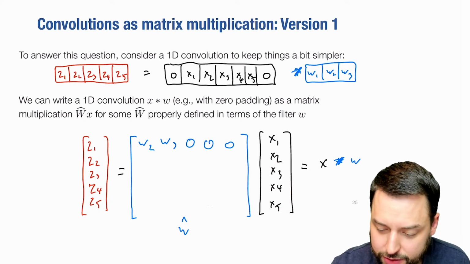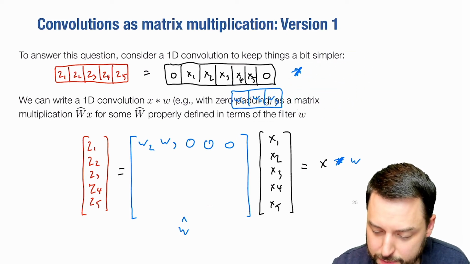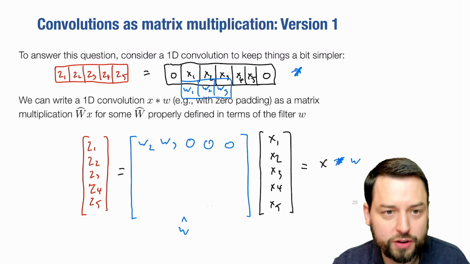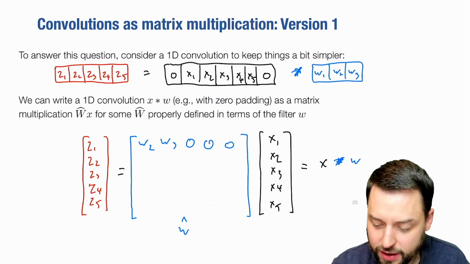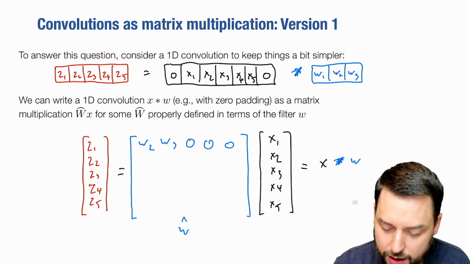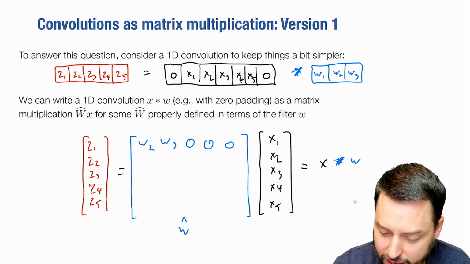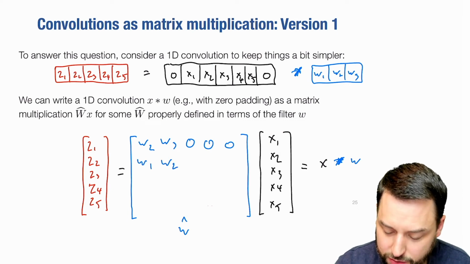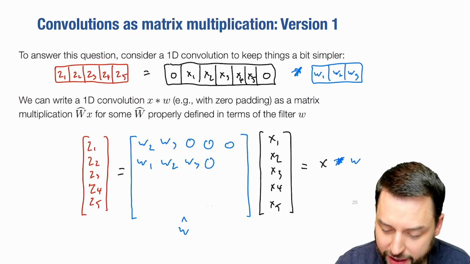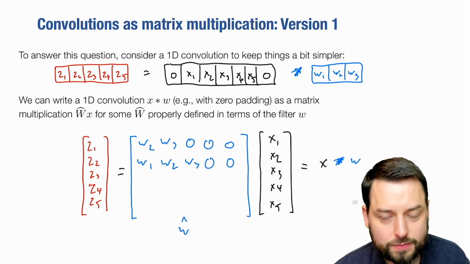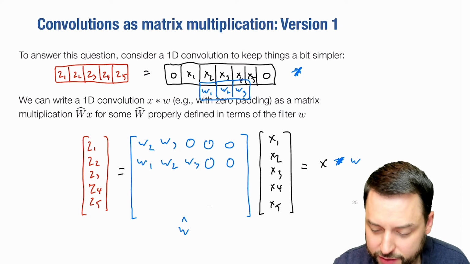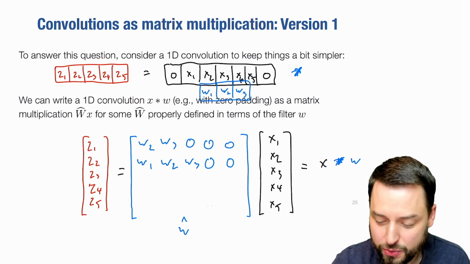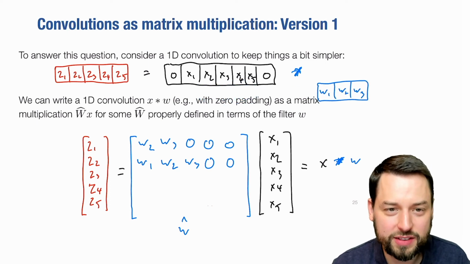Now let's think about z2. We slide our filter over again, and z2 is produced by this element-wise product: we multiply x1 by W1, x2 by W2, x3 by W3. In matrix form, here we'd multiply x1 by W1, x2 by W2, and x3 by W3, and we don't multiply x4 or x5 by anything. One more time: our next element, z3, would be equal to x2 times W1, x3 times W2, x4 times W3, etc.